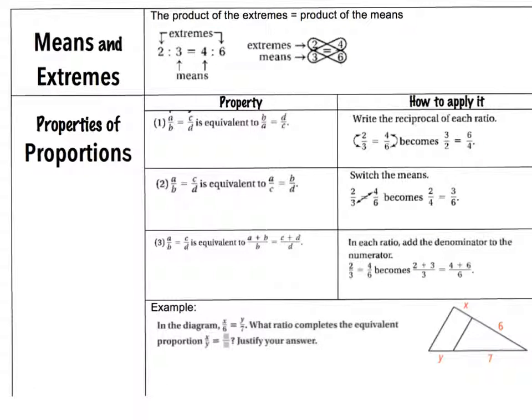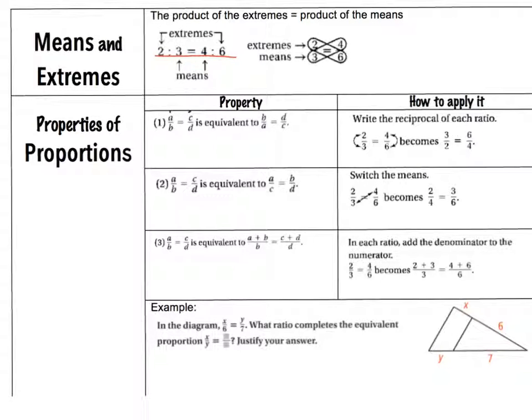I know you've probably seen cross products before, but I just want to highlight some terms that you might not have heard before and that you might see in the future, and that is the terms means and extremes. So we've set up our proportions using fractions, but if you set them up using our other method using colons, right? 2 to 3 is equal to 4 to 6.